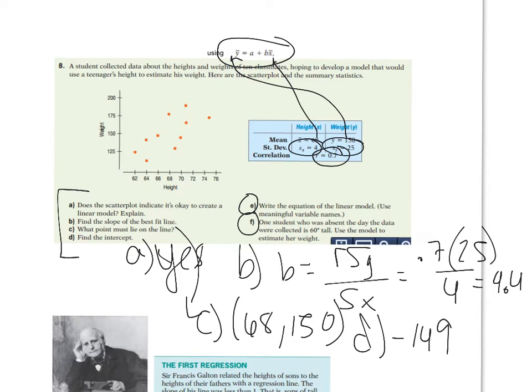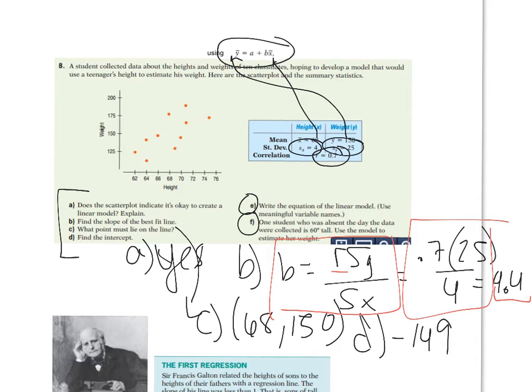All right, so A is yes, because these are both quantitative variables, the data looks straight enough, and there's no outliers. Okay, so part B, you had to use the formula from the previous page. So it's literally your correlation coefficient times the standard deviation of y over standard deviation of x. So that's what it is. So your slope comes out to 4.4.